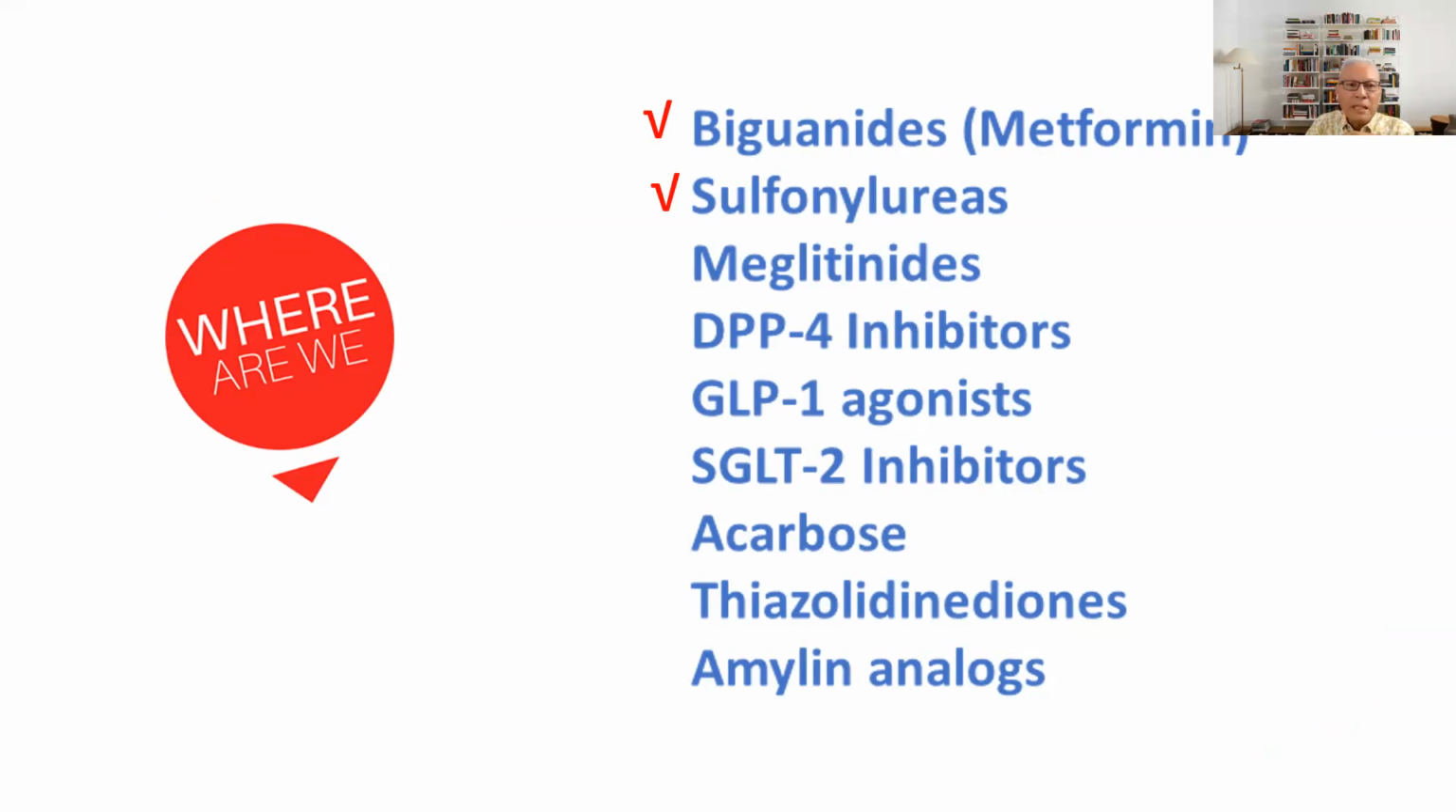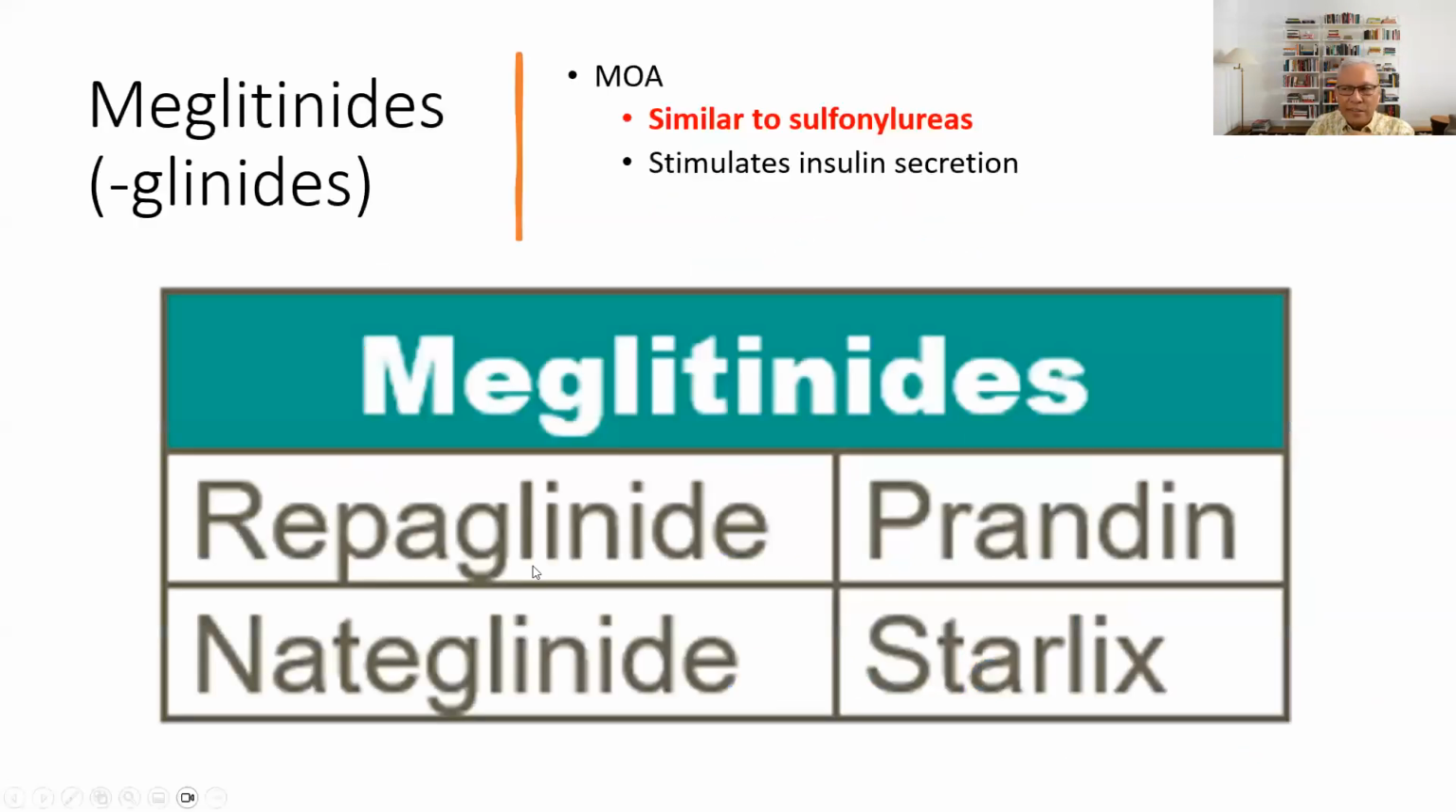And meglitinides are going to be the ones that end with glinide. So the suffix is glinide. Examples of that are repaglinide and nateglinide, Prandin or Starlix. So what are these medications? Well, meglitinides are rapid-acting oral antidiabetic agents, and they lower blood glucose, again, by stimulating insulin secretion from the pancreas. And therefore, this is going to be similar to sulfonylureas.